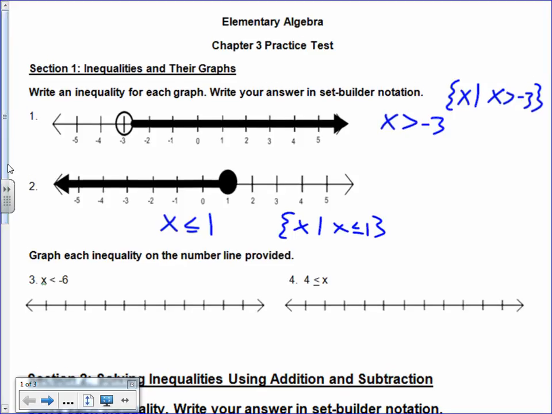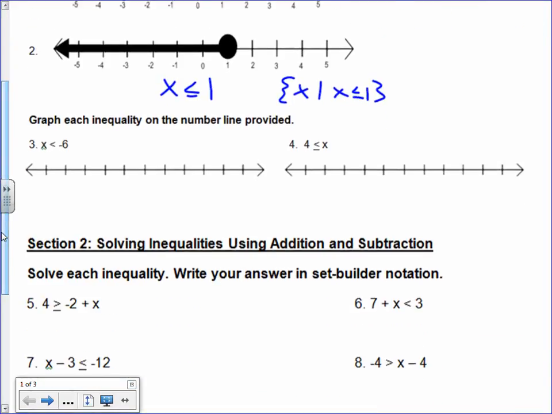All right, number 3 and 4, opposite. We're going to actually graph them. So the first one, x is less than -6. So you're going to have to label your graph. We'll say this is 0. We'll say this is, well, we could say -2. We'll go by 2s. -4, -6, this is 2, 4, 6. All right. Less than means it's going to be open circle at -6 and going to the left because it's less than -6.